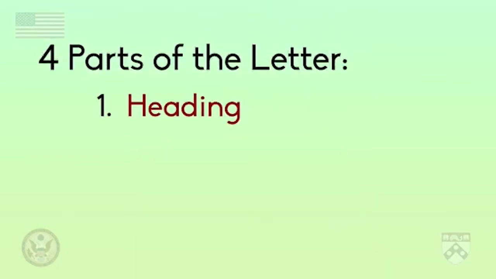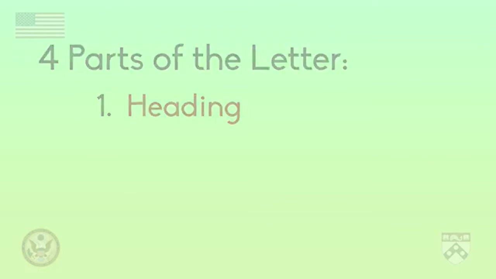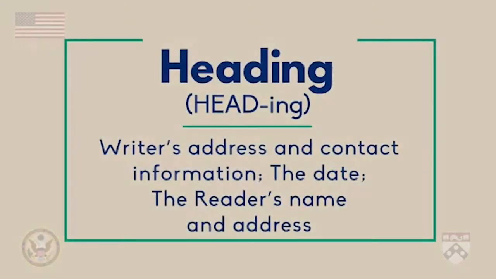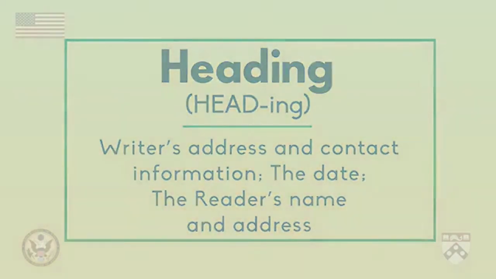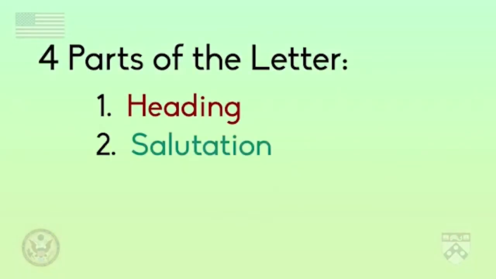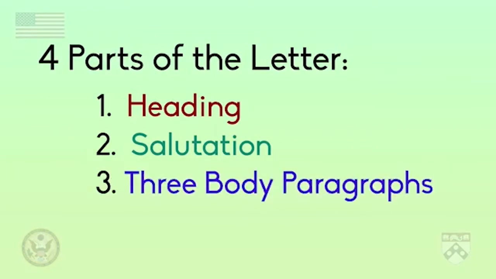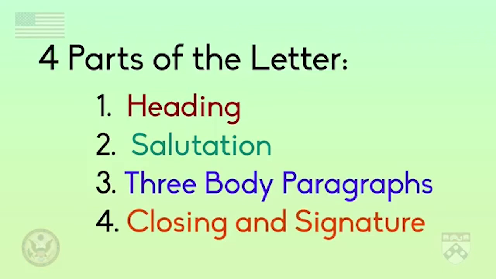The first part is the heading, which includes the writer's address and contact information, the date, and the reader's name and address. The second part is the salutation. The third part is the 3 body paragraphs: opening paragraph, middle paragraph, and closing paragraph. And the fourth is the closing, which includes a complimentary close, a signature, and a typed name.